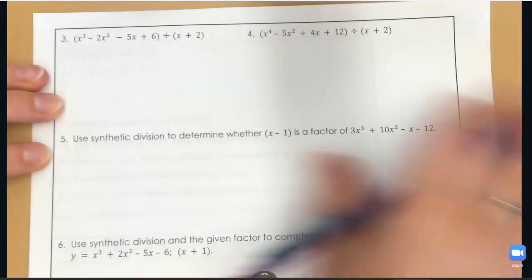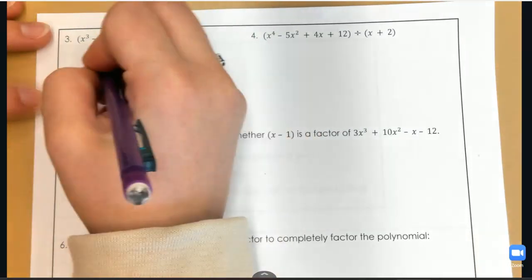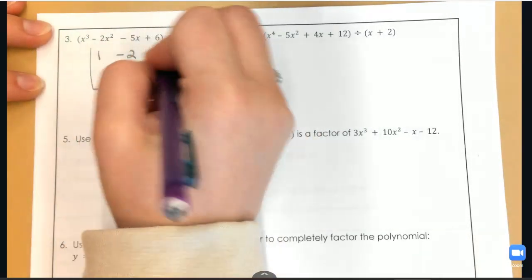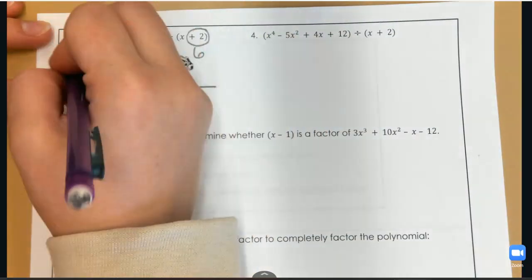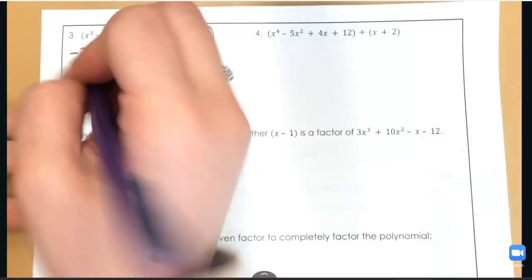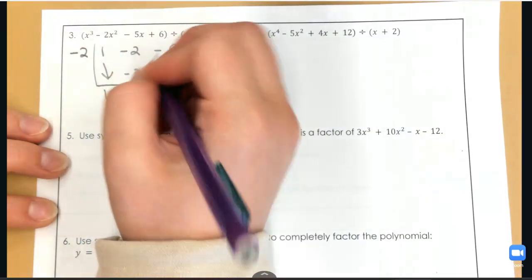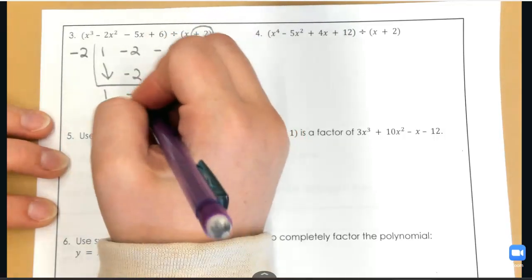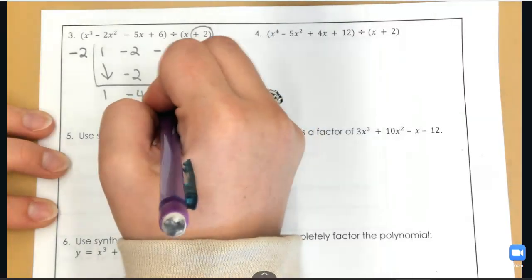All right, let's move on to a few more examples. On 3, setting up my house again. 1, -2, -5, 6 are going to go inside. The opposite of that is -2. That's what's going to go outside. Bring down the 1. 1 times -2 is -2. -2 minus 2 is -4. -4 times -2 is 8. -5 plus 8 is +3.